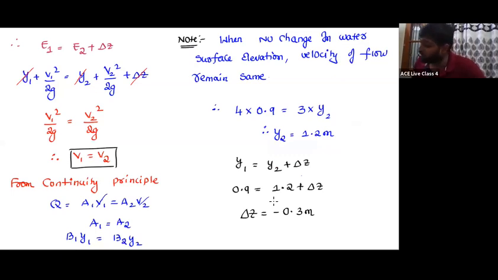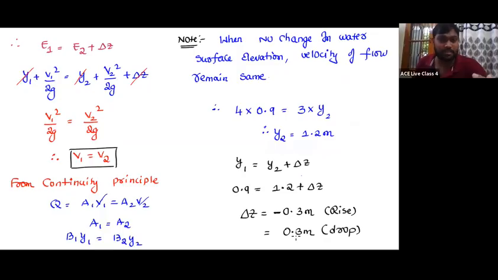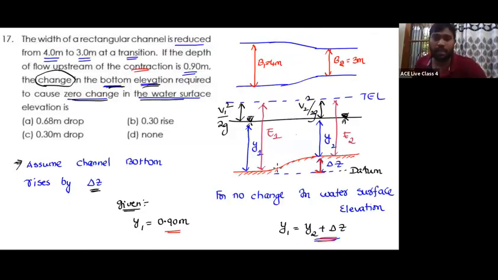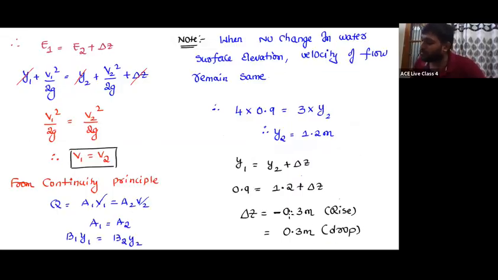So what is the actual meaning of this one? It is a 0.3 meters drop. This is a minus 0.3 meters rise, which means a 0.3 meters drop. Now you tell me what is the actual transition that I am seeing over here. It is not a channel bottom rise. It is a channel bottom drop. So our minus means our assumption is false.